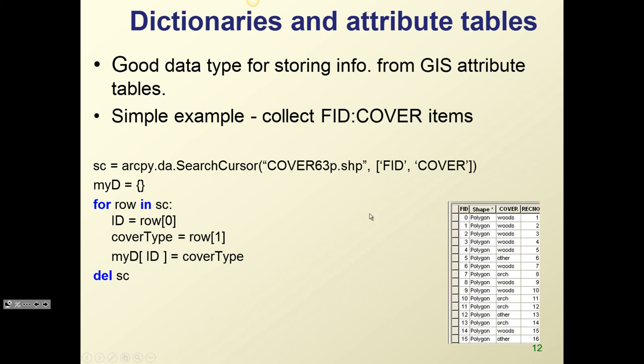You don't have shape there. Because this is how I initialize. When I specify the field list, I put the FID in the 0th place and the cover in the 1st place. It just has to do with the order of how you list the field names up here, and that gives you the order that you index them down here.